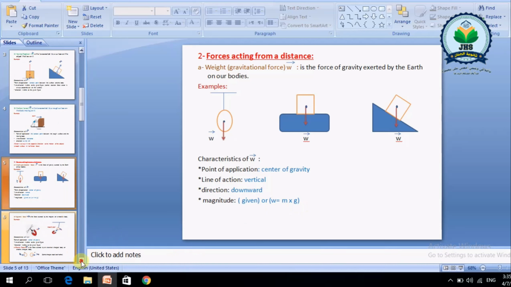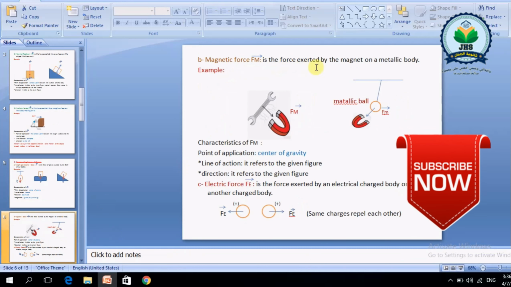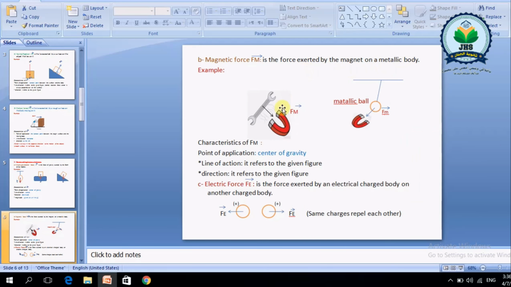Now the second force, which is the magnetic force, represented by Fm vector. It's the force exerted by a magnet on a metallic body. Like in this figure, we have this metallic body which is attracted to the magnet in this direction, and this pendulum or metallic ball which is attracted to the direction of the magnet. As you see, there is no contact between them, there is distance. That's why it's a force acting from a distance.